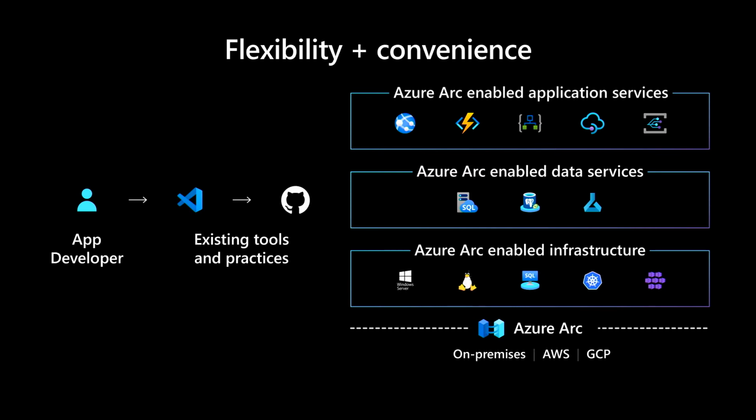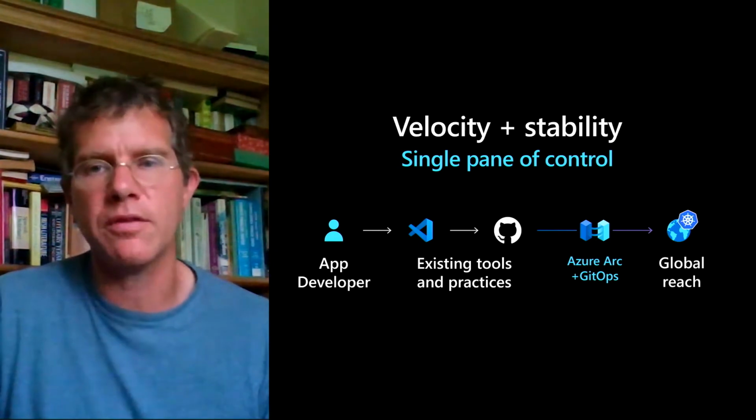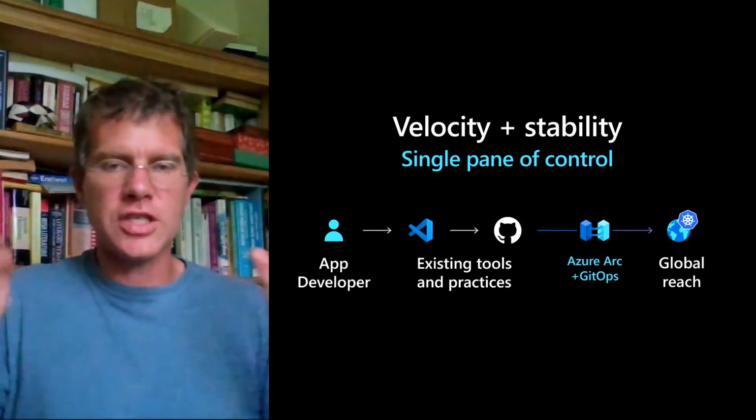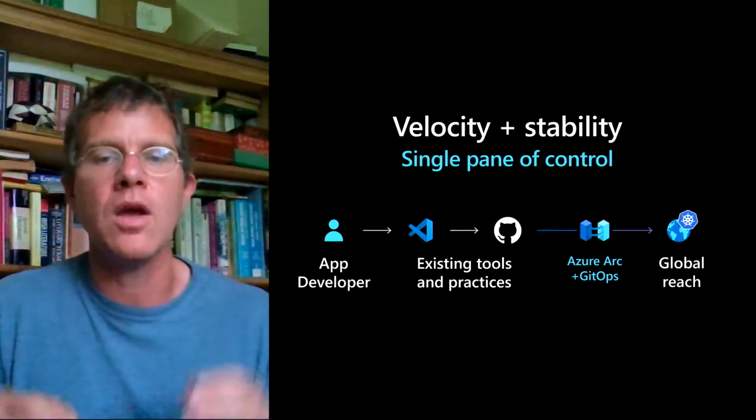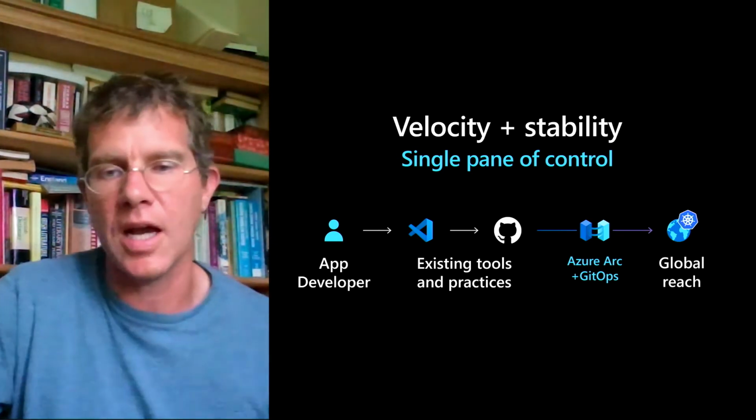So when we think about VS Code, GitHub, things like application services that you might be running on Azure already, SQL Server that you may be using already, or Postgres, or any number of the data services that you can deliver on top of Arc, as well as all of the different Azure Arc infrastructure choices, this is just an amazing way to enable your developers to have the flexibility that they need to build the applications they're used to, no matter where those applications are running. Now, additionally, they get this velocity and stability from a single pane of control. Now, I want to talk about how you can achieve this using GitOps to automatically push changes around the world and have consistency while you also have velocity. Let's take a look at the GitOps workflow.